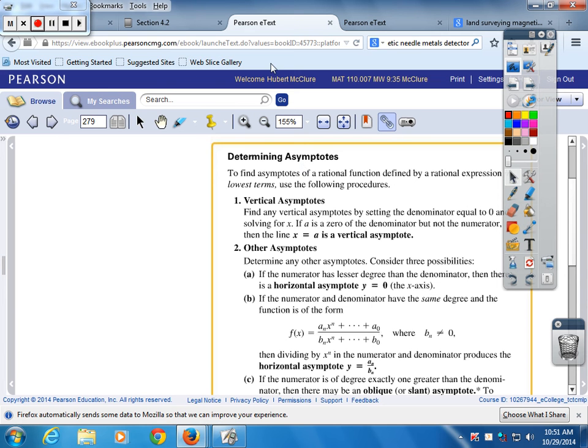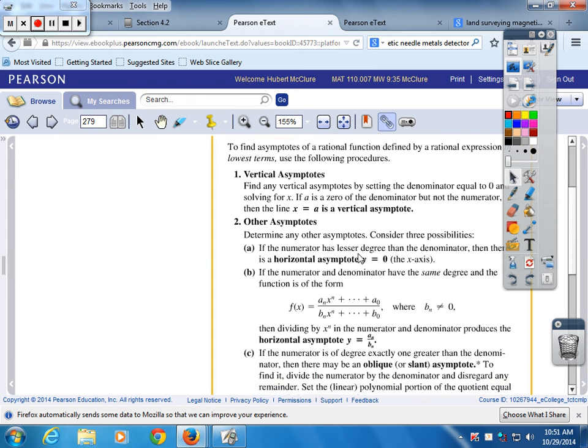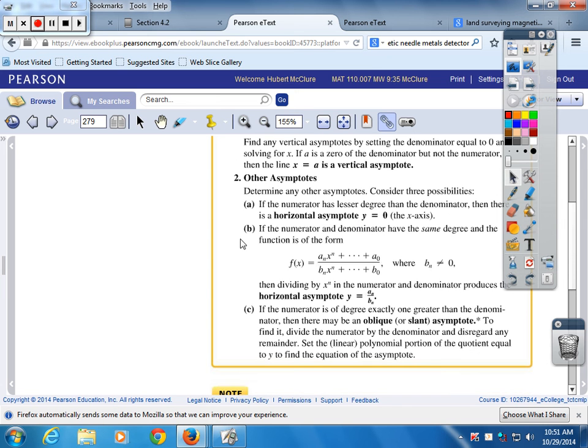All right, there they are. Other asymptotes, you need to write those down right here, and then we'll go back to the page. It's on page 279, so you need to write page 279 down.